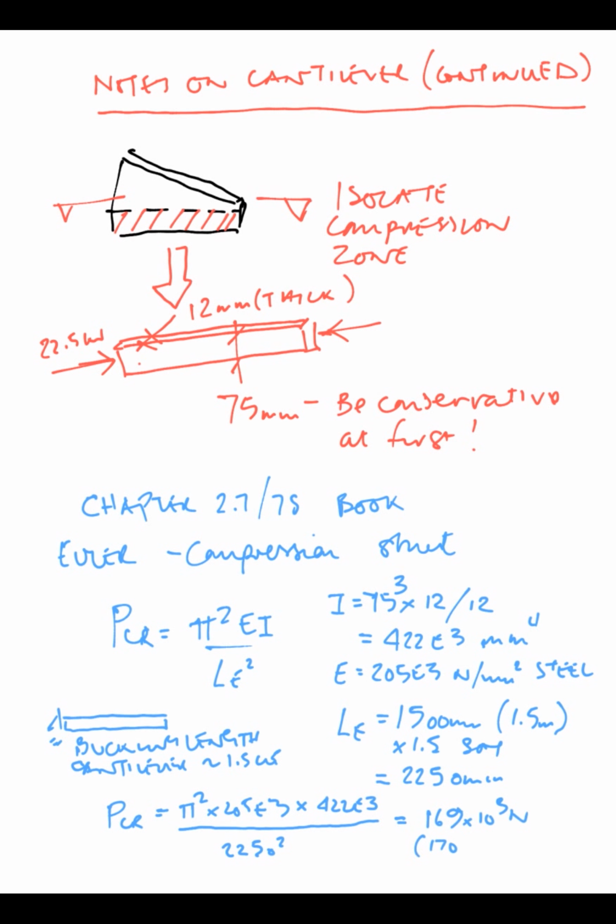We use those figures to obtain Pcr, the critical buckling force, and this comes out at 170 kilonewtons, which is much greater than our strut load of 22.5 kilonewtons. So we're pretty well within the safe region here, and even if we slim down the beam to 6 millimetres thick as a taper, it should work. Thank you for listening.